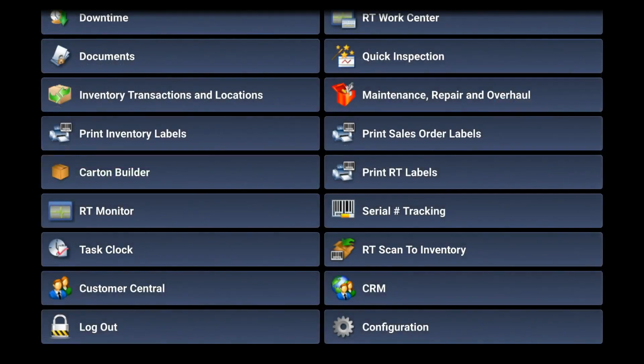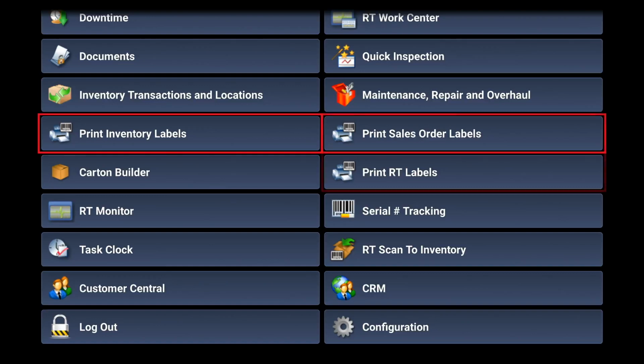Next, let's take a look at the various Labels apps. There are 3 options for printing labels: Print Inventory Labels, Print Sales Order Labels, and Print Real-Time Labels. These apps allow users to print labels as needed on the shop floor for relabeling inventory, for preparing shipments, and also for use on the shop floor.